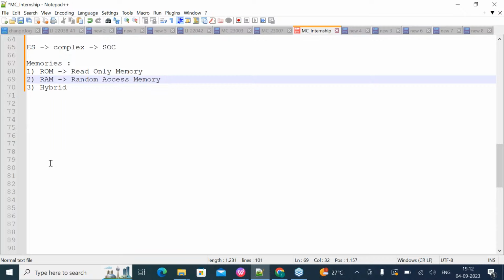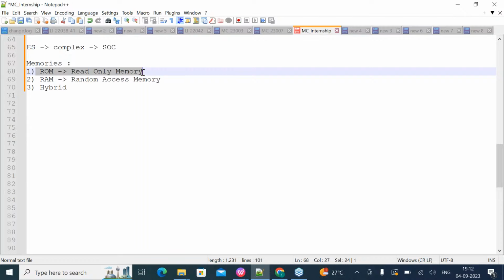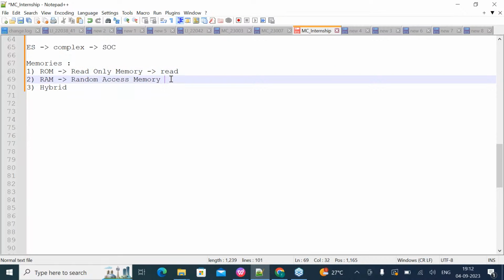Let's try to understand. What do you mean by ROM? By the name itself, we understand it is a read only memory. That means we can do only the read operation from this ROM. We cannot write into this. Basically, it is designed just to do the read operation.